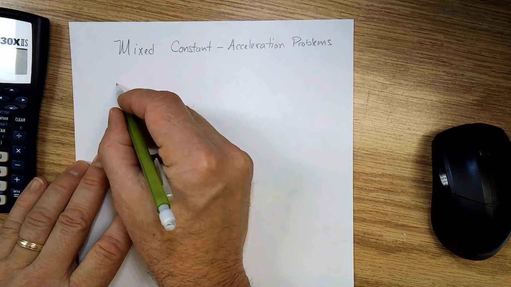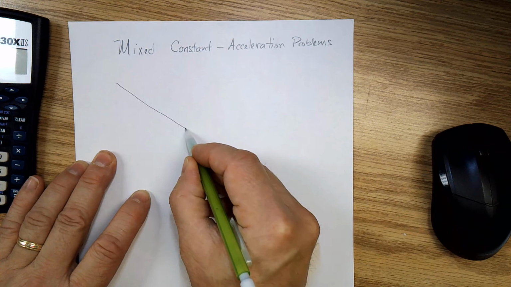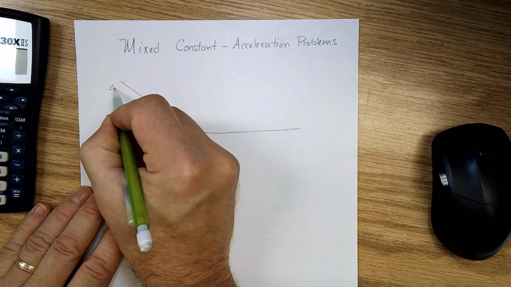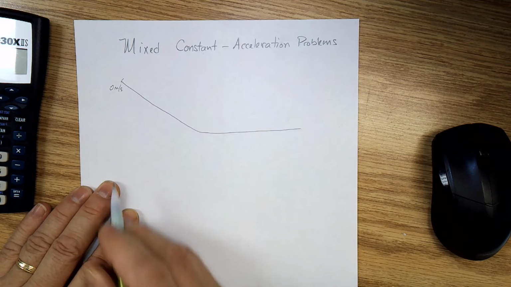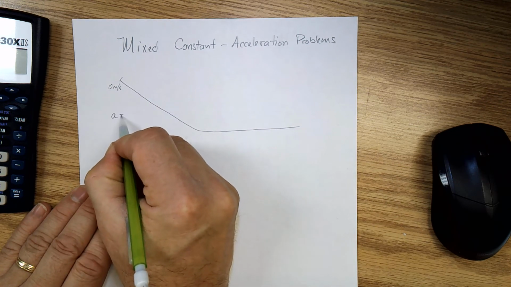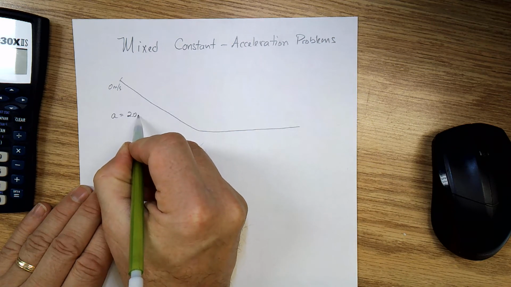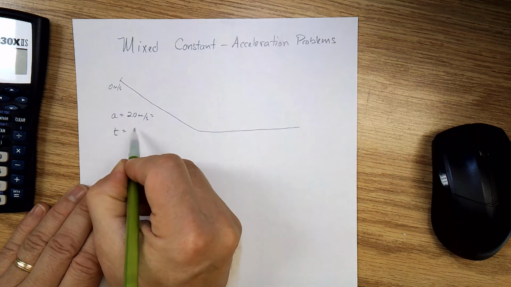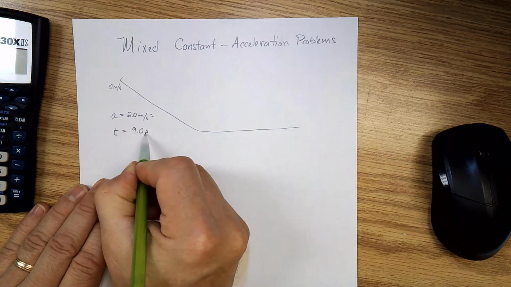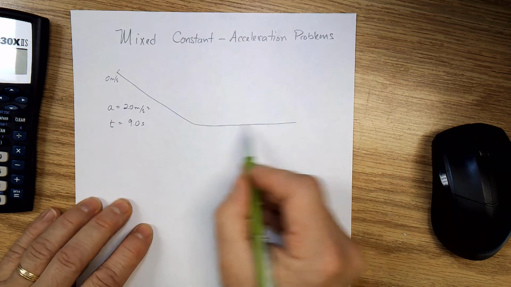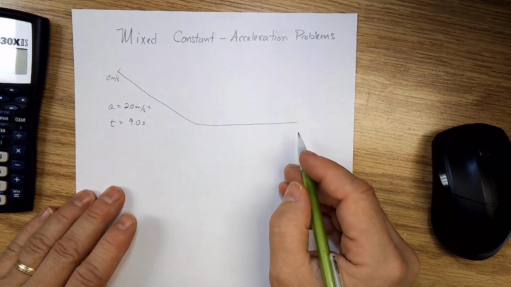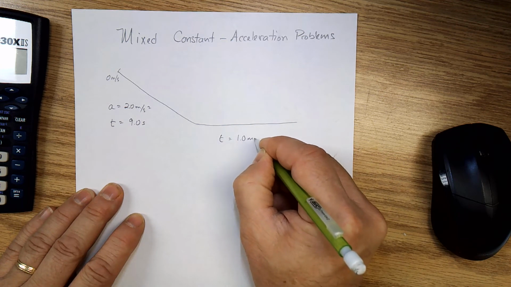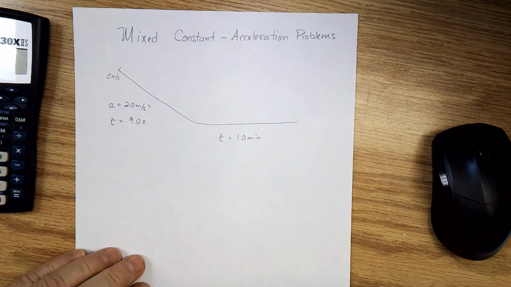Let's say we have a person going down a hill, coasting, and they started from rest. So we're starting from 0 meters per second at the top, and we're coasting down with an acceleration of 2 meters per second squared. Let's say they go down this hill for 9 seconds. Then once they get down here, they coast for another minute. So time is 1.0 minutes. And so this is our problem.